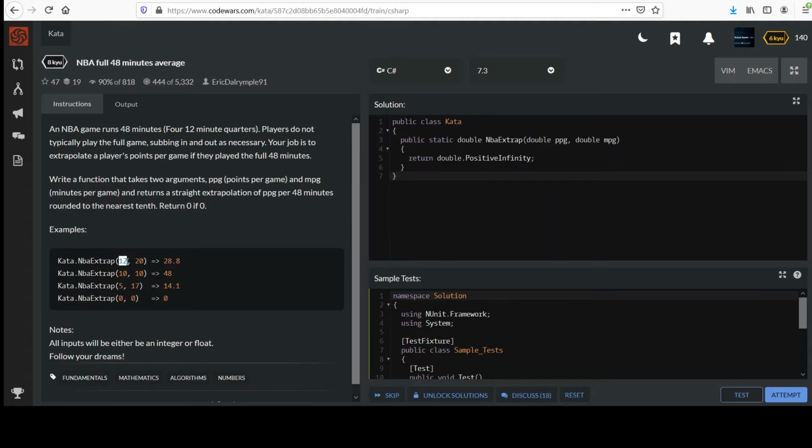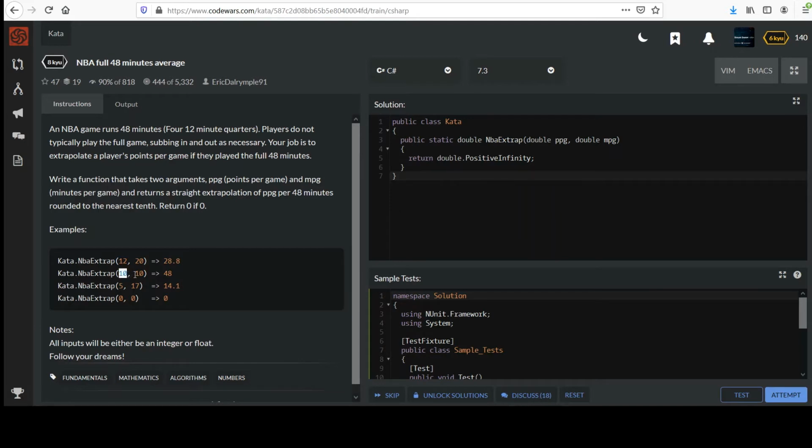Notice 12 points per game in 20 minutes per game, right? That's a little under half, right? So if you doubled 12, you get 24. And since I said it was a little under half, it'd be a little bit higher. So that kind of makes sense, right? 28.8.